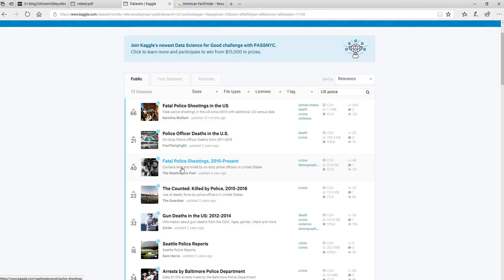The other one we're going to have to come back to is the police officer deaths. So that's the other side. The police officer is the one getting shot in those. So those are the two data sets that we're going to open and download: the one where the police officer is shot and the one where the police officer is doing the shooting.